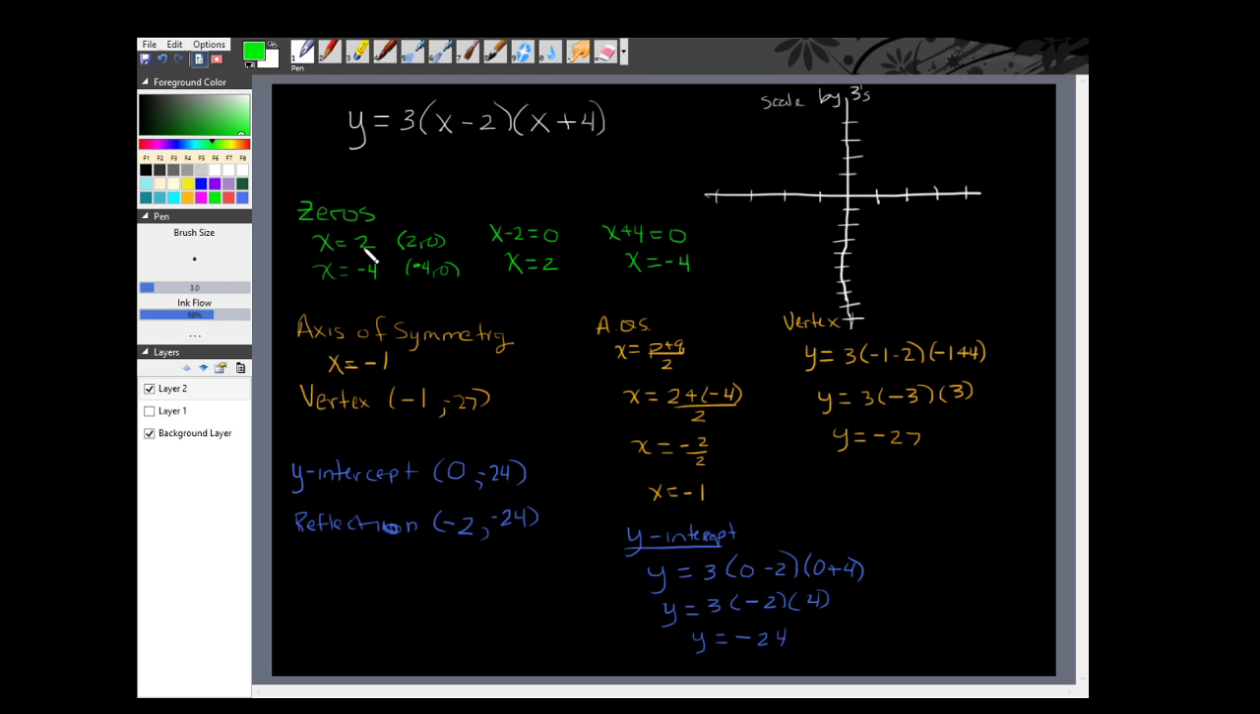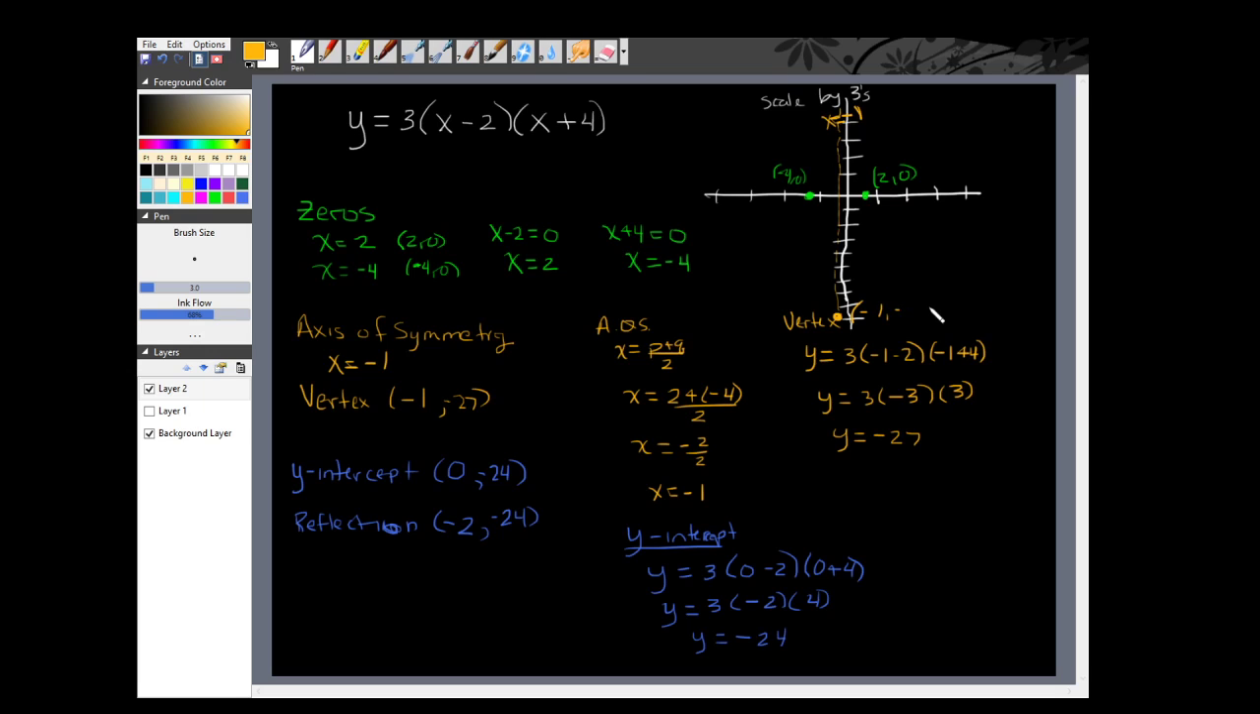Alrighty, so I start with my zeros. I have my first 0 at 2, so that's 2 comma 0. My second one is at negative 4. My axis of symmetry is at negative 1. Okay, so I'm going to make my vertical line here and label that x equals negative 1. Oh, my pen didn't read that I picked it up. There we go. Now the vertex itself is way, way, way down. It's down at negative 27, which is right here.